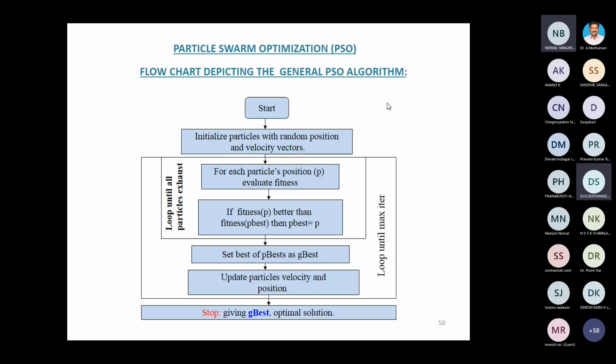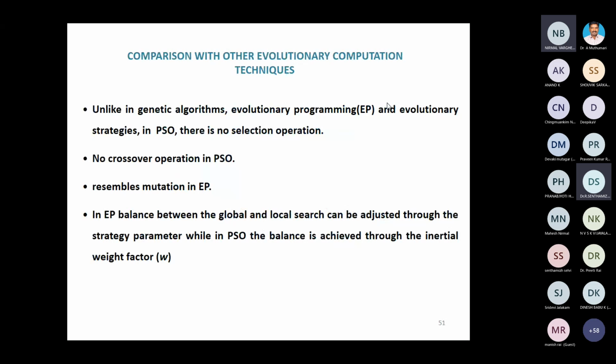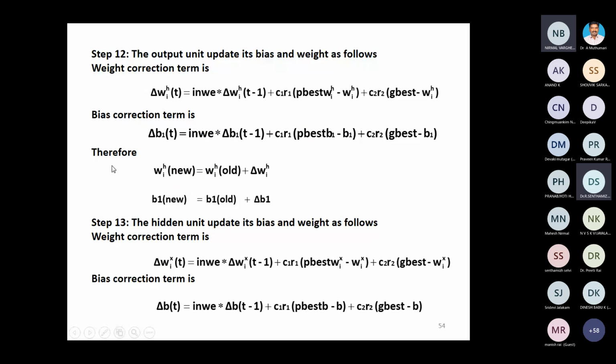Okay. So now the weight correction term is updated. Now the bias correction term is updated. Therefore, the updated weight is equal to old plus error. The bias updated is equal to old plus error.